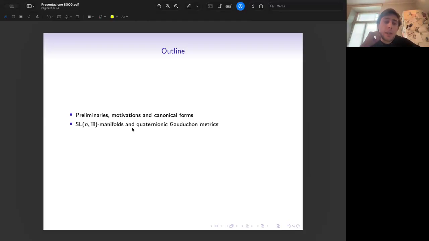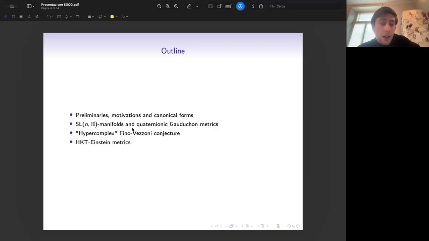Then I'll move to discuss a bit about SLnH manifolds and their interplay with the so-called quaternionic Gauduchon metrics. Once we have this, I'll switch to another question we had, which is sort of the hypercomplex analog of an open question in complex geometry, which is nowadays known as the Fino-Vezzoni conjecture.